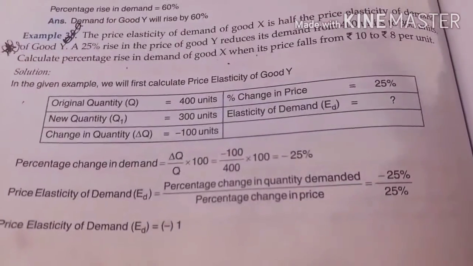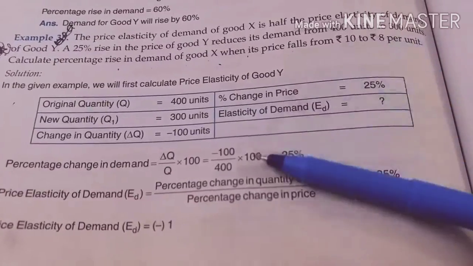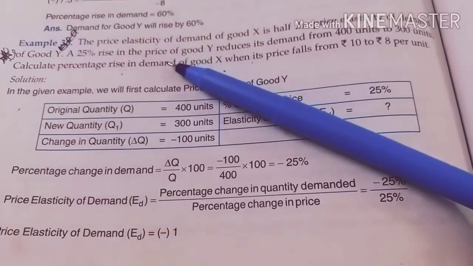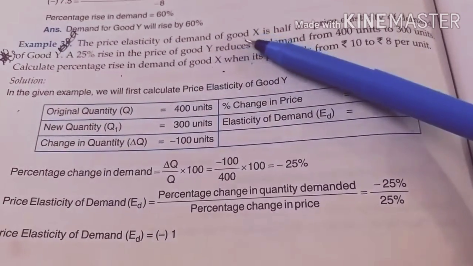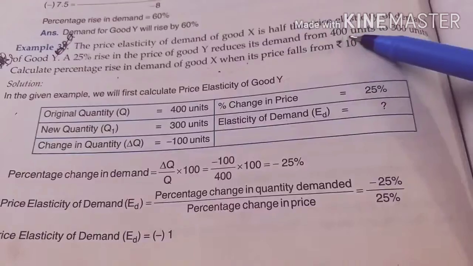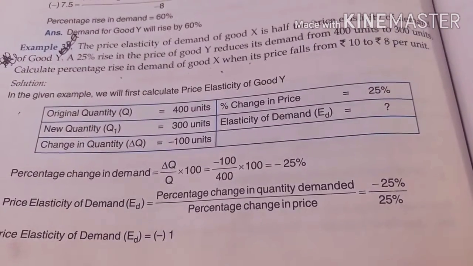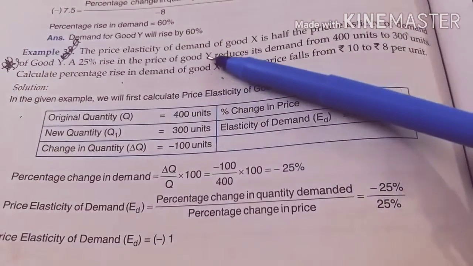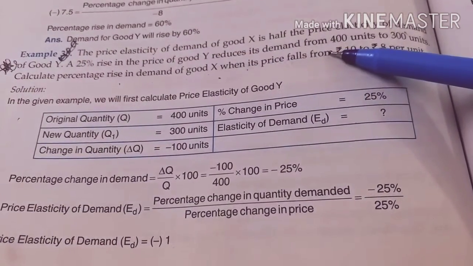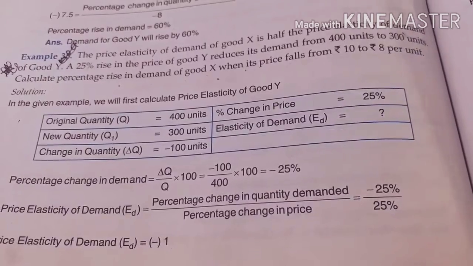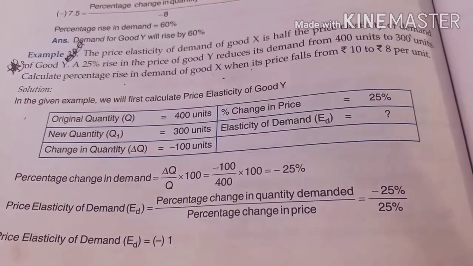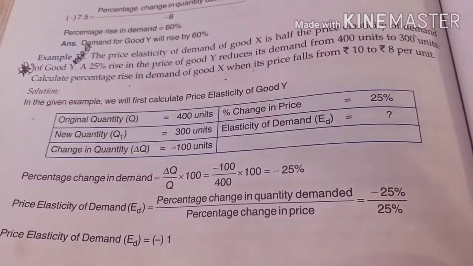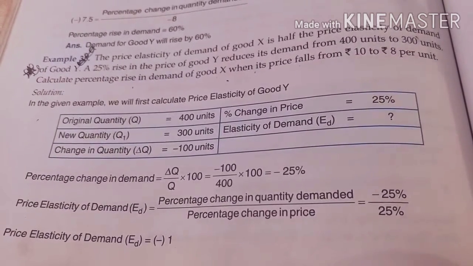Okay, this is a good question. This is a 6 marker question. The price elasticity of demand of good X is half the price elasticity of demand of good Y. A 25% rise in the price of good Y reduces its demand from 400 units to 300 units. Calculate the percentage rise in demand of good X when its price falls from 10 rupees to 8 rupees per unit.